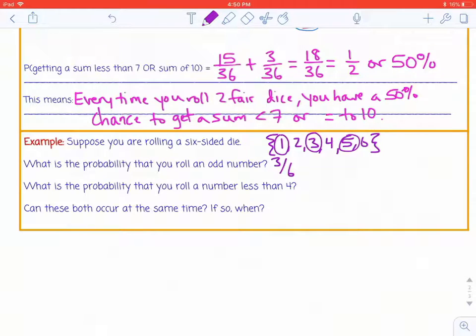What is the probability you roll a number less than 4? Alright, so less than 4 are 1, 2, or 3. So there are 3 numbers less than 4 out of the 6 total numbers I could get. Can these both occur at the same time? So are there numbers less than 4 that are also odd? So we would say yes. 1 and 3 fall in that category, so yes.